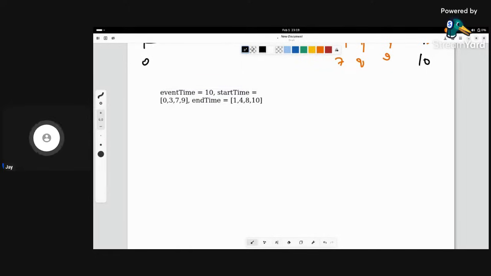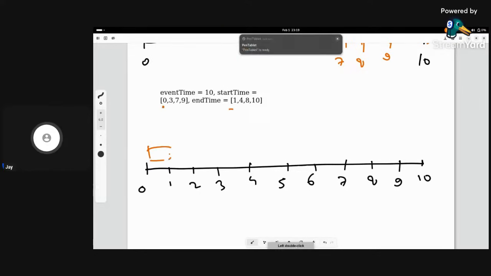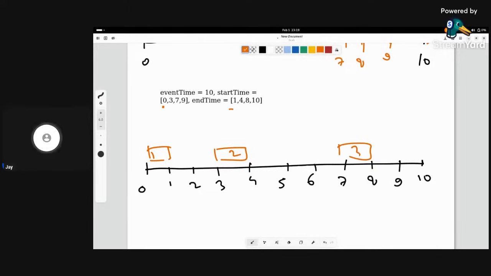If you look at this test case, here you have event time of 10. So this is between 0 to 10. You have 1, 2, 3, 4, 5, 6, 7, 8, 9, and 10. And the first would be 0 to 1. This is your first meeting. Then 3 to 4 is your second meeting. Then 7 to 8 is your third meeting, and 9 to 10 is your final meeting.